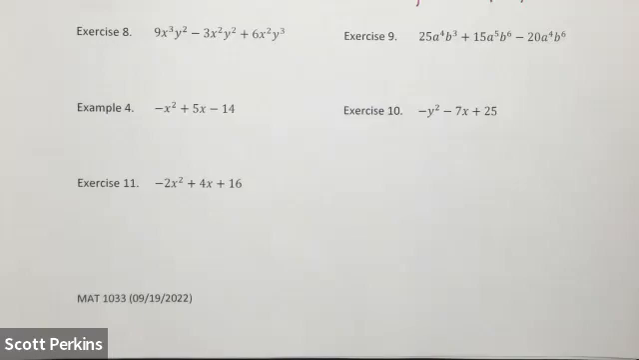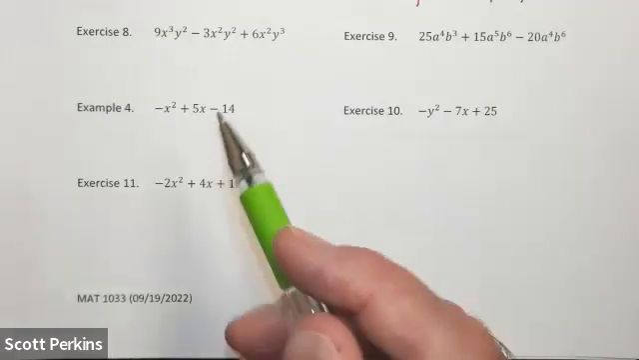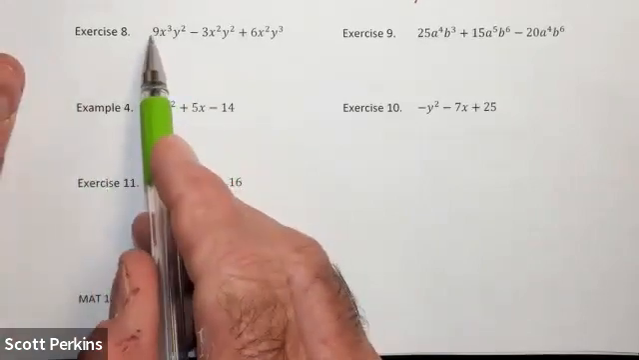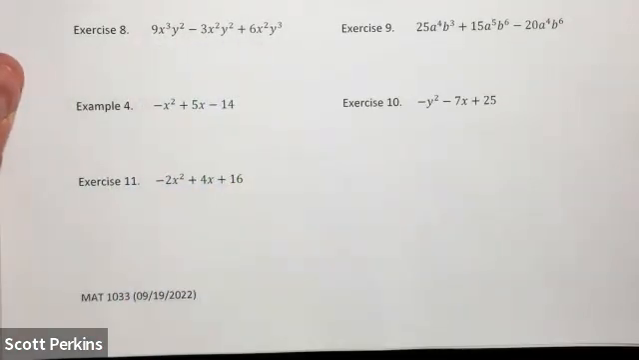All right, there's a lot going on in this problem. So let's see what happens here. So coefficients, I've got a 9, a 3, and a 6. What factors in common to all 3 of those? Okay, 3.